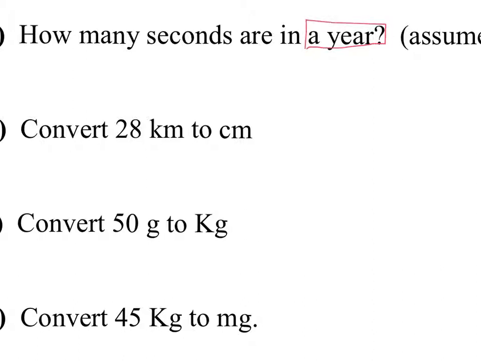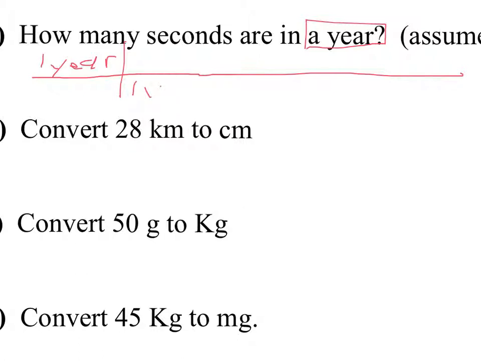This is our given, 1 year. So we're going to start with 1 year. And we need to convert that into seconds. Now it says using the factor label method. You know this as dimensional analysis. They're the same thing. The first thing I need to do is find something smaller than a year. It says assume 365 days in a year, so let's convert years to days. In order to get rid of years, I'm going to say that there is 1 year in 365 days. It's the same thing as 365 days in a year.